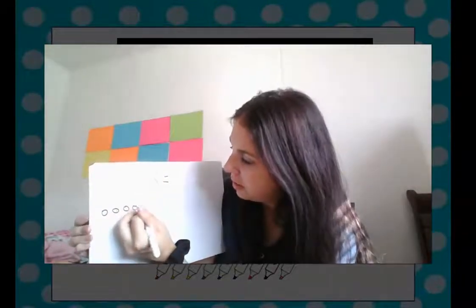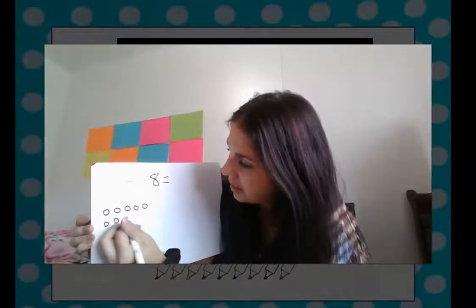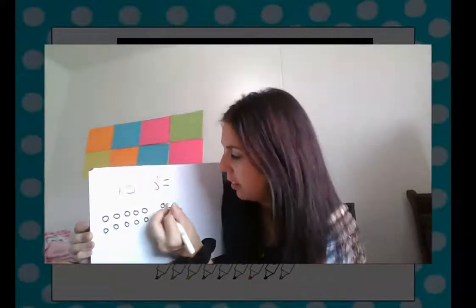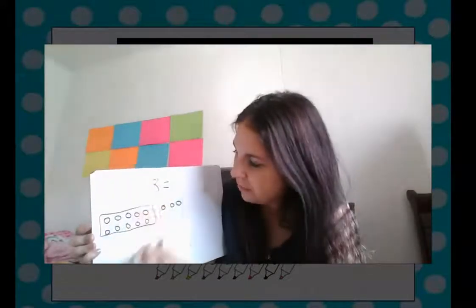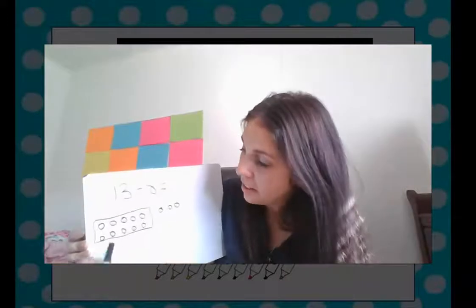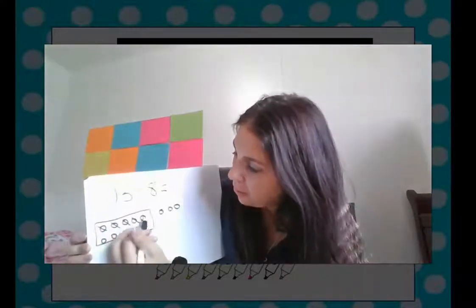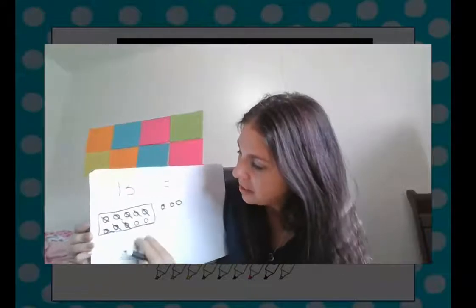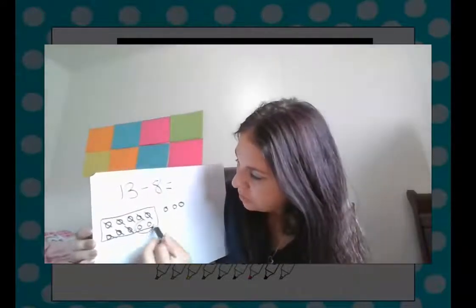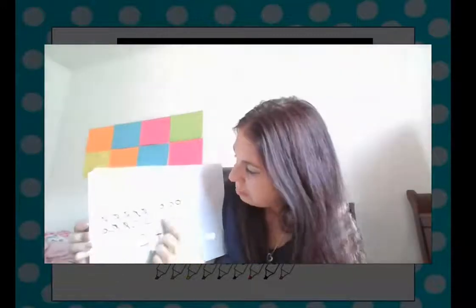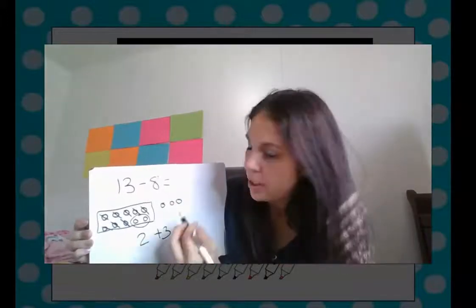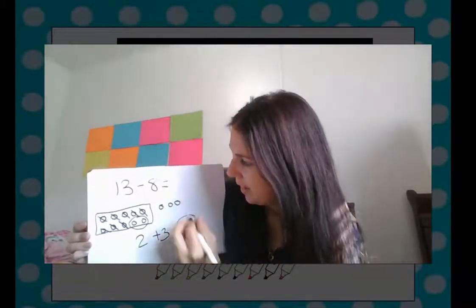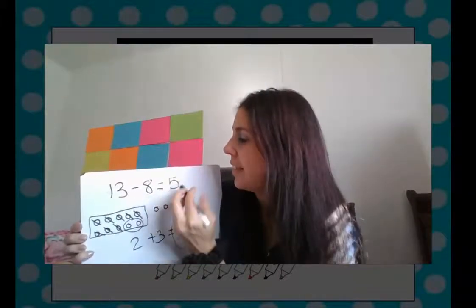So we're going to draw 13. 5, 6, 7, 8, 9, 10, 11, 12, 13. You know I love my 10 friends. Now we're going to take away 8. 1, 2, 3, 4, 5, 6, 7, 8. How many are we left with? We have 2 plus 1, 2, 3. 2 plus 3 equals 5. So 13 minus 8 is 5.